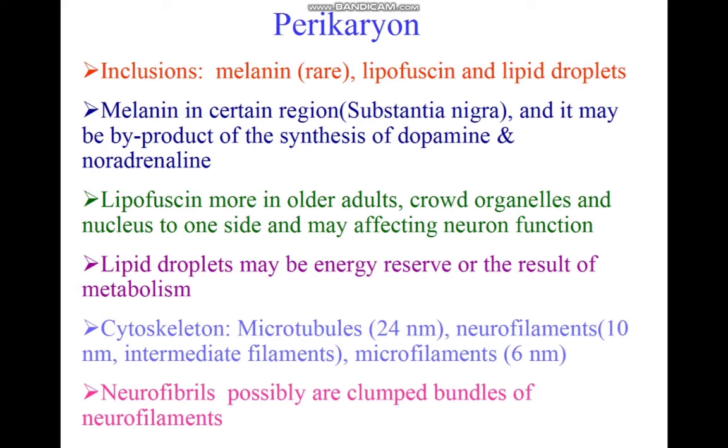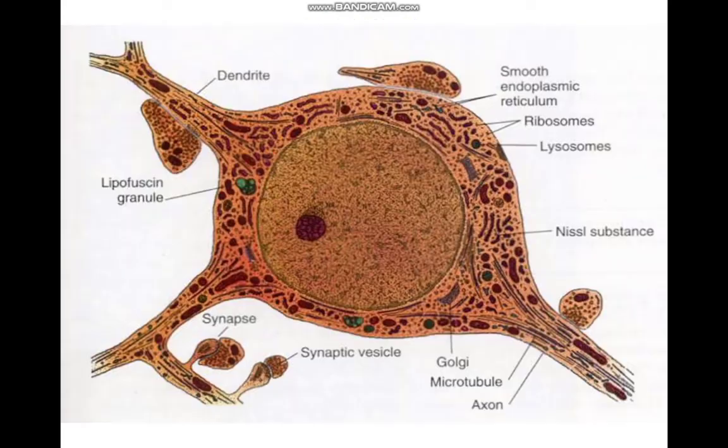The cytoskeleton of the perikaryon is made up of microtubules, which are 24 nanometers. There are neurofilaments, which are 10 nanometers in diameter. There are intermediate filaments. Neurofibrils possibly are clumped bundles of the neurofilaments.